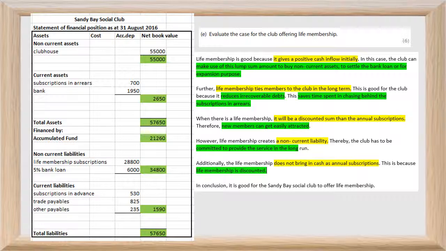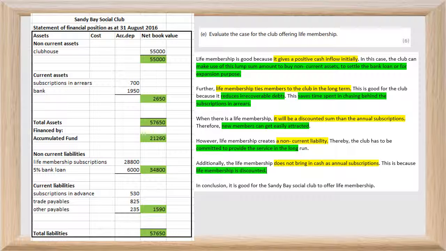Life membership is good because it gives a positive cash inflow initially. In this case, the club can make use of this lump sum amount to buy non-current assets, to settle the bank loan, or for expansion purpose. Further, life membership ties the members to the club in the long term. This is good for the club because it reduces irrecoverable debts. This saves time spent in chasing behind the subscriptions in arrears.